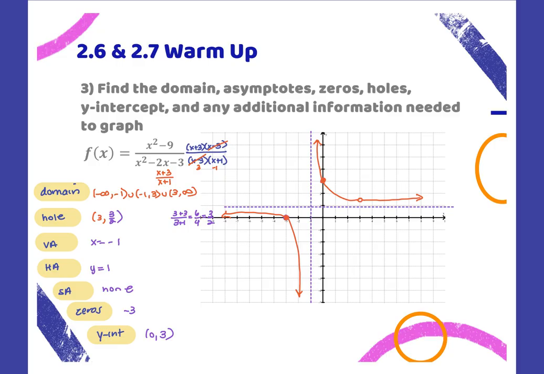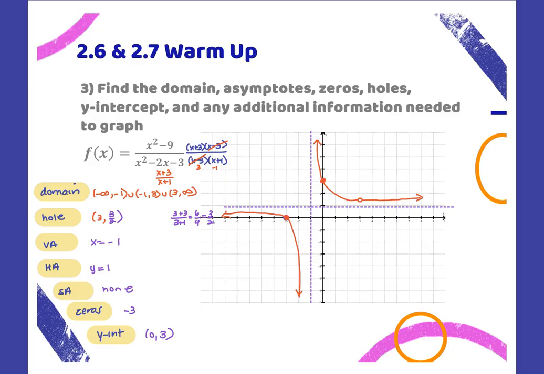Then, because we cancel out the x minus 3, we get a hole at 3. I plug into the new updated equation to get the y, which is 3 halves. My vertical asymptote comes from my new updated equation as x equals negative 1. Horizontal asymptote, y equals 1. There's no slant. Your 0 is at negative 3, and your y-intercept is 0, 3.